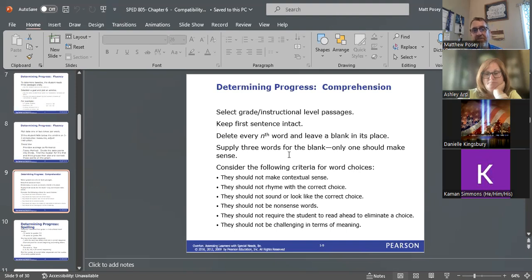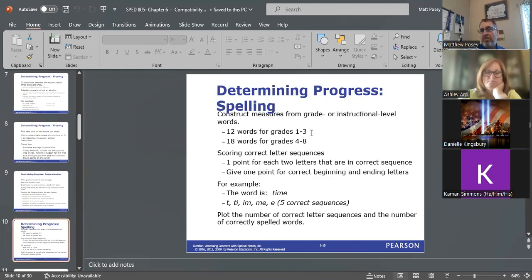But if you decide to do it, here's some criteria to think about. They should not make contextual sense. They should not rhyme with the correct choice. Should not sound or look like the correct choice. Should not be nonsense words. Don't require the student to read ahead to eliminate a choice. And also should not be challenging in terms of meaning. Okay, so I want to try to keep it pretty basic, and that's using what we call the cloze method or the maze method. Here's another one if you are considering spelling.